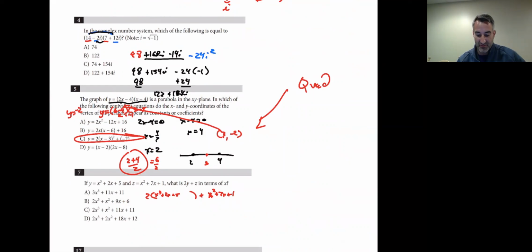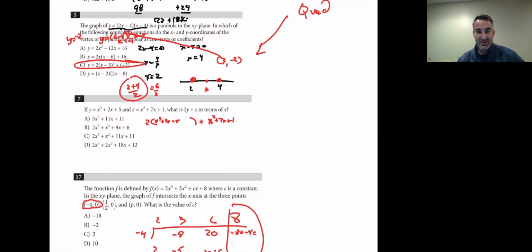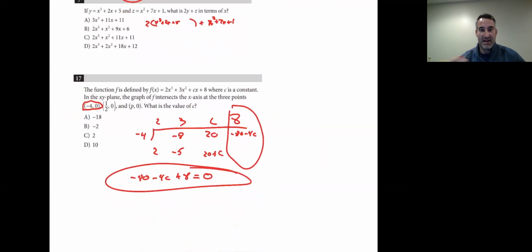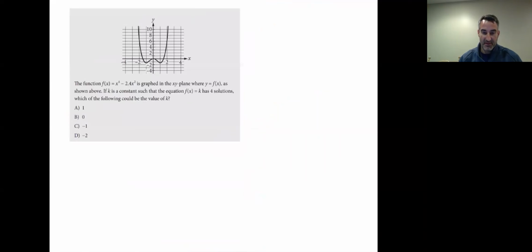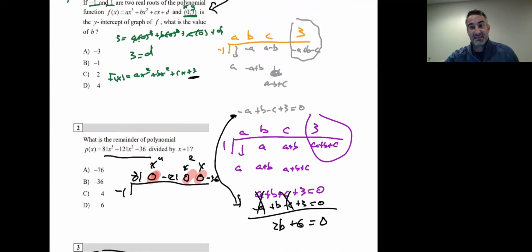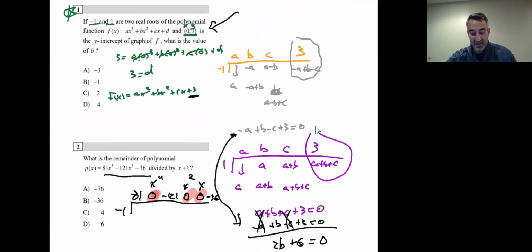Parabolas are symmetric. So if I have 2 points even, that's how I got the 3. I just did the middle. Okay. 7 is algebra 1 because it's multiplication and adding. The 17 would be algebra 2 because of the synthetic. Now, the setup is synthetic, but the adding and multiplying is algebra 1. All right. And then we just didn't get to those. If you can do this, guys, this would be big time. Being able to do this is big time.